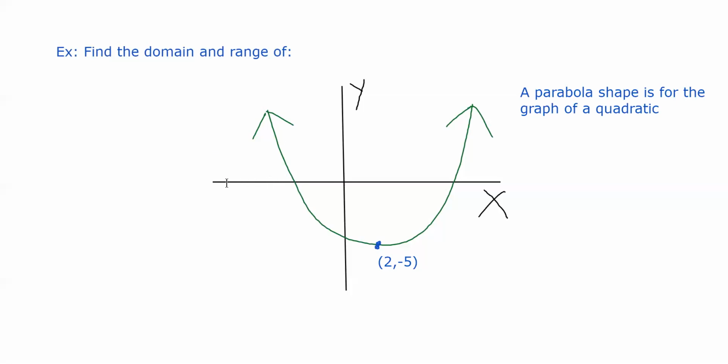And what that means is that you can go anywhere on the x-axis and find a y value that attaches with that x value. That's an awful fancy way of saying that the domain is, once again, all real numbers. The domain is going to be all real numbers. The range, however, will not be.